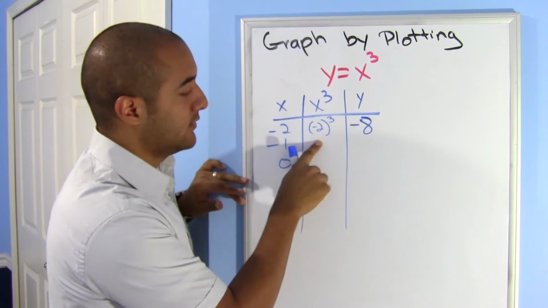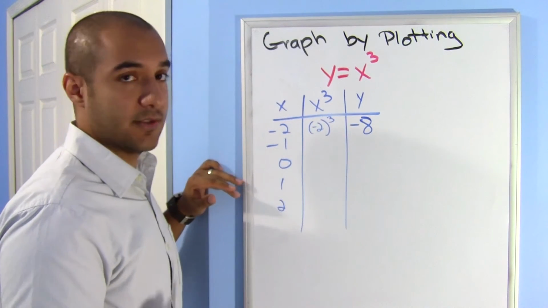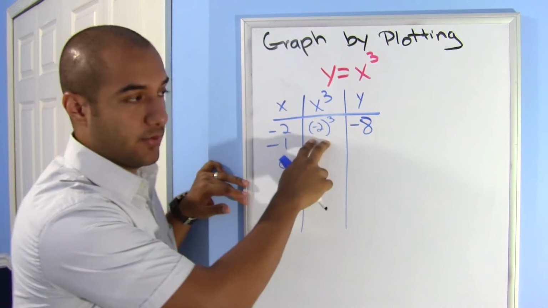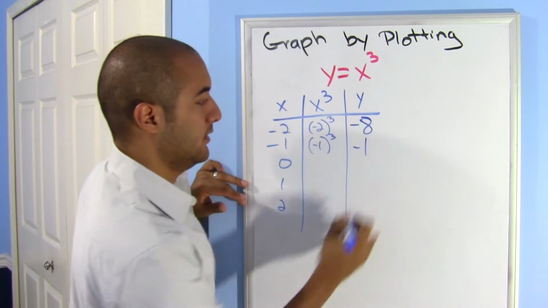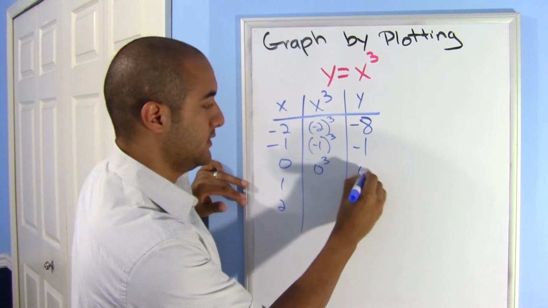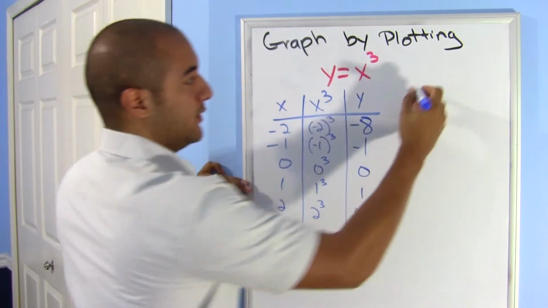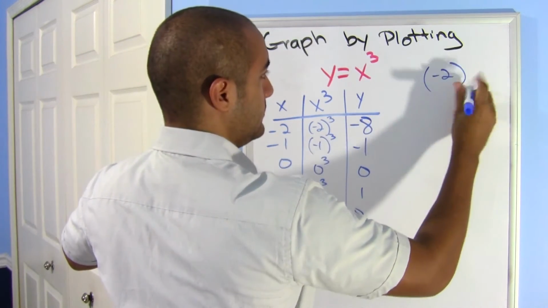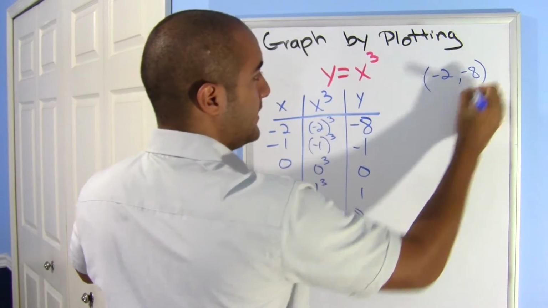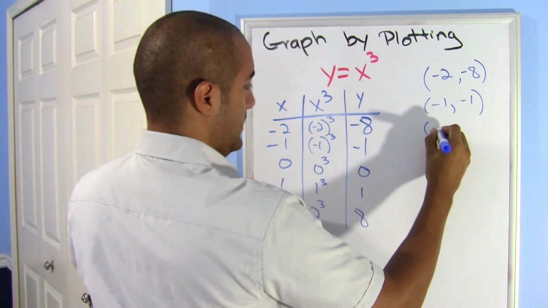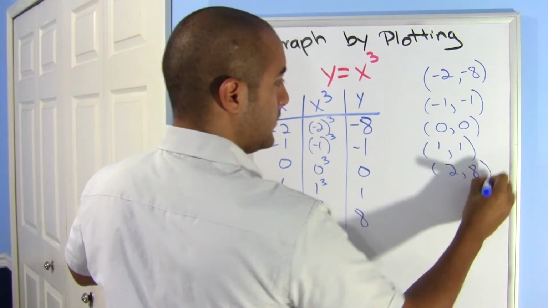And if you're putting this into your calculator, it's very important that you put this in parentheses. Okay? If you leave it out of the parentheses, your calculator is going to do a different operation and not do it right. Okay? Negative 1 cubed, negative 1, 0 cubed, 0, 1 cubed, 1, 2 cubed, 8. So these are my points. Negative 2, negative 8, negative 1, negative 1, 0, 0, 1, 1, and 2, 8.